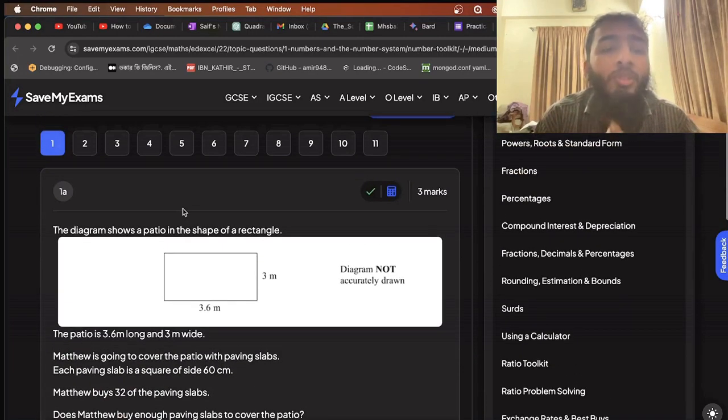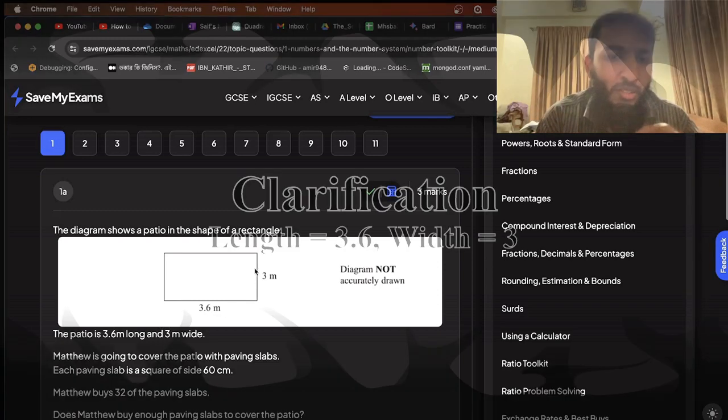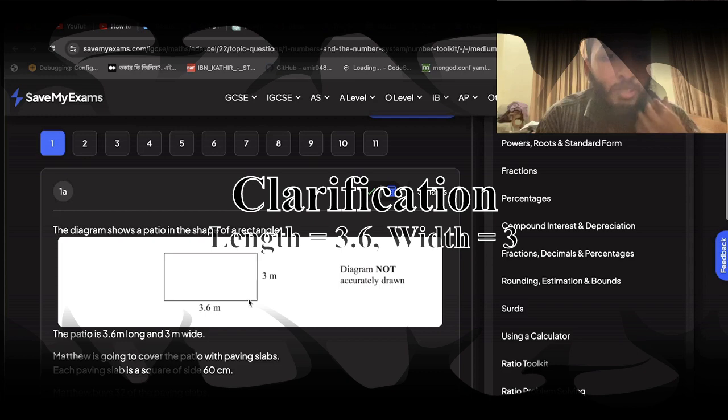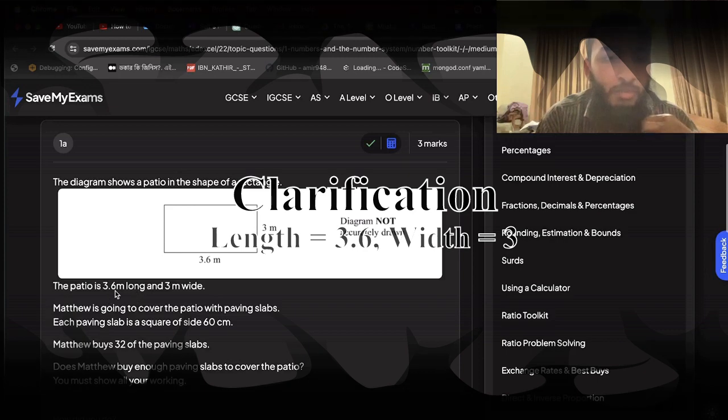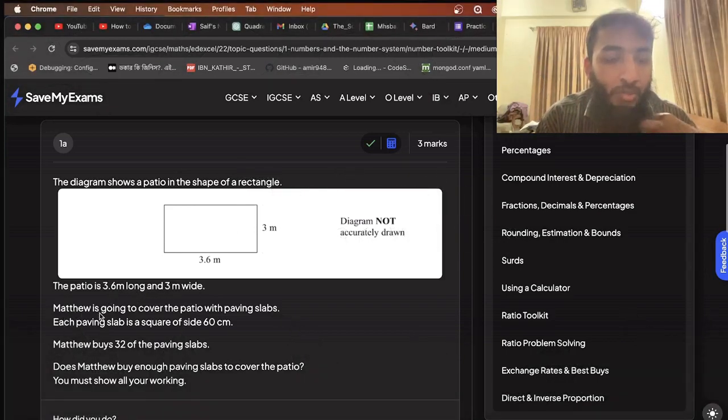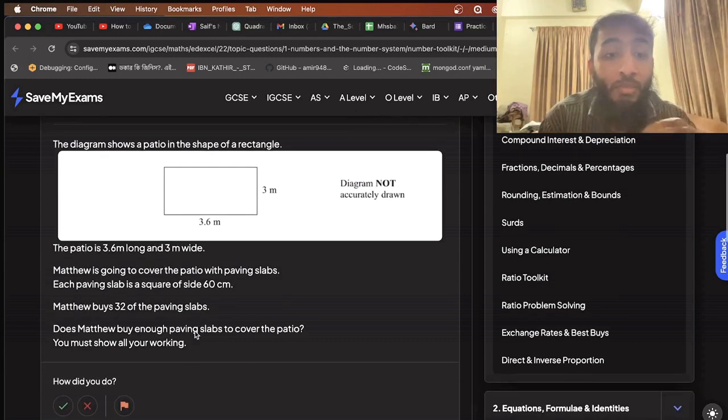If you look at the first question, 1A, it says the diagram shows a patio in the shape of a rectangle. The length is 3.6 meters and the width is 3 meters. Matthew is going to cover the patio with paving slabs. Each paving slab is a square of side 60 centimeters. Matthew buys 32 of the paving slabs. Does Matthew buy enough paving slabs to cover the patio? You must show all your working.